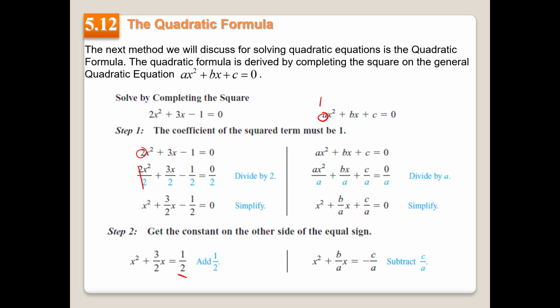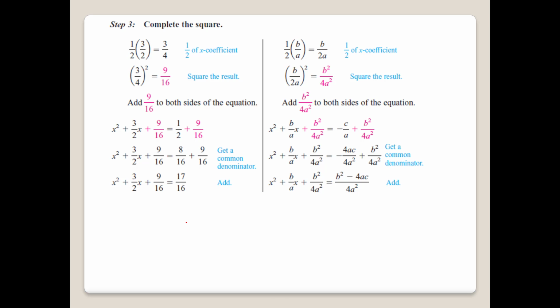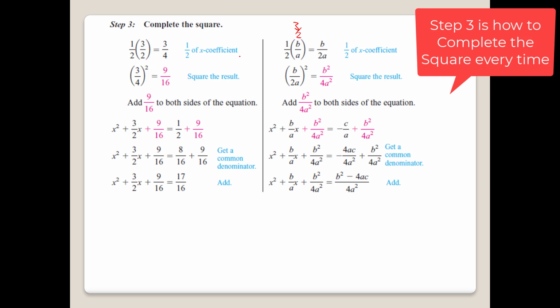So let's go to our third step. Let's complete the square. Our b over a value was 3 over 2, so from the equation we have 3 over 2 x. We're always going to multiply that by 1 half, which gave us 3/4 in this case. 1 half times 3 halves is 3/4. And then we're always going to square the result. So we square the 3/4 to give us 9 over 16. Then we're going to add 9/16 to both sides of the equal sign.